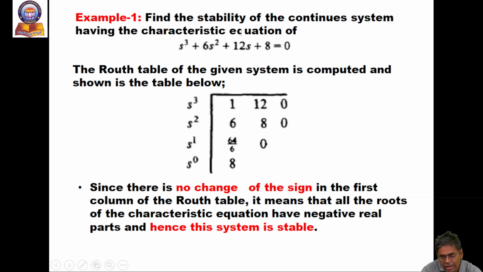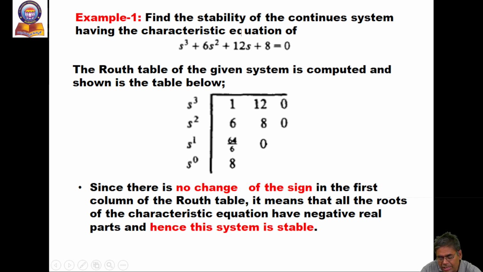For the remaining rows, S power 1 and S power 0, we calculate using the formulas. 6 into 12 minus 1 into 8 divided by 6, that is 64 by 6. The other one is 6 into 0 minus 1 into 0 divided by 6, which is 0. Then 64 by 6 into 8 minus 6 into 0 divided by 64 by 6 gives 8. In the first column all the elements must be positive, then the system is said to be stable. This characteristic equation is stable.